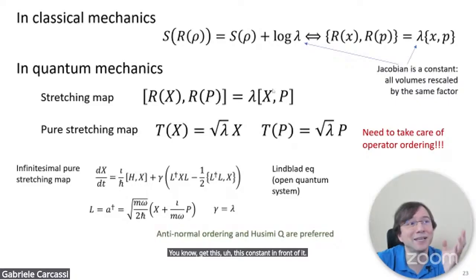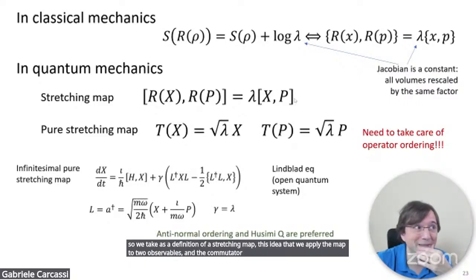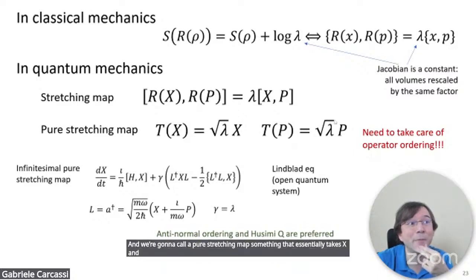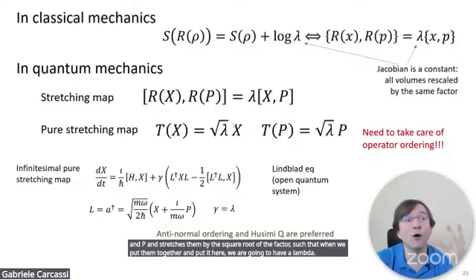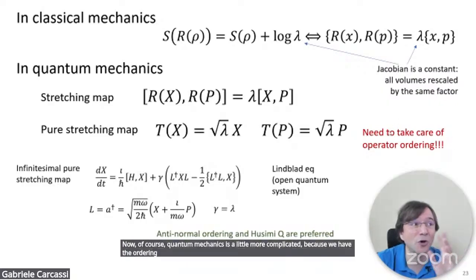Now, in quantum mechanics, this is too hard to do. I don't know how to do it. So we take as a definition of a stretching map this idea that we apply the map to two observables and the commutator gets rescaled. And we're going to call a pure stretching map something that essentially takes x and p and stretches them by the square root of the factor, such that when we put them together in the commutator, we are going to have a lambda. Now, of course, quantum mechanics is a little more complicated because we have the ordering to take care of; things don't commute.